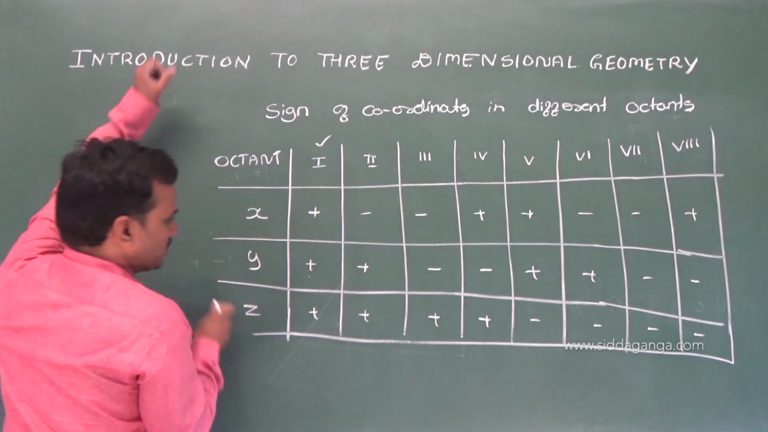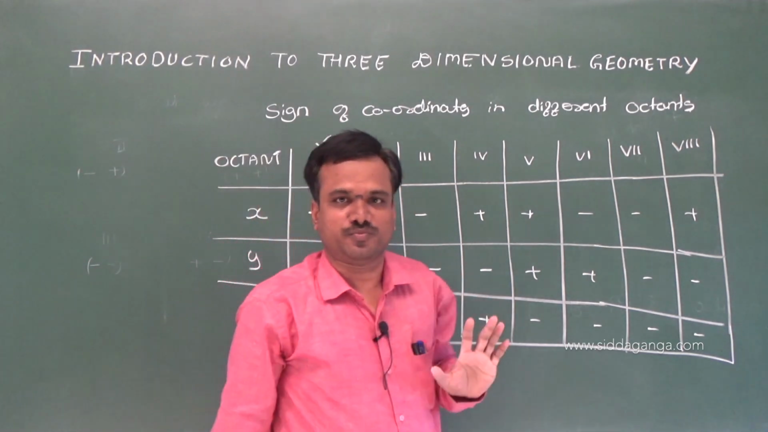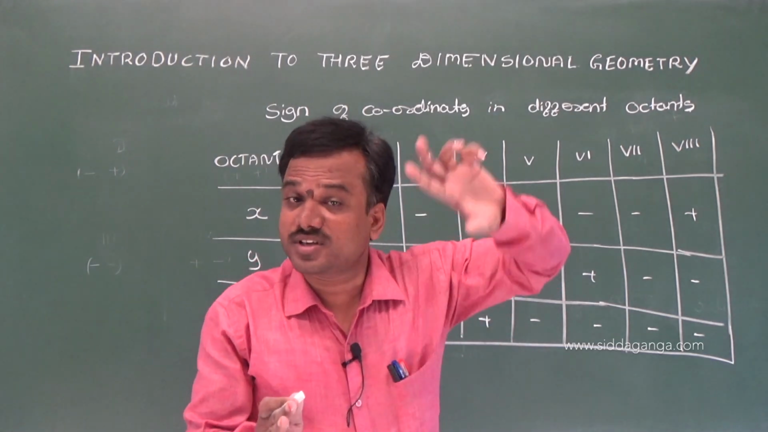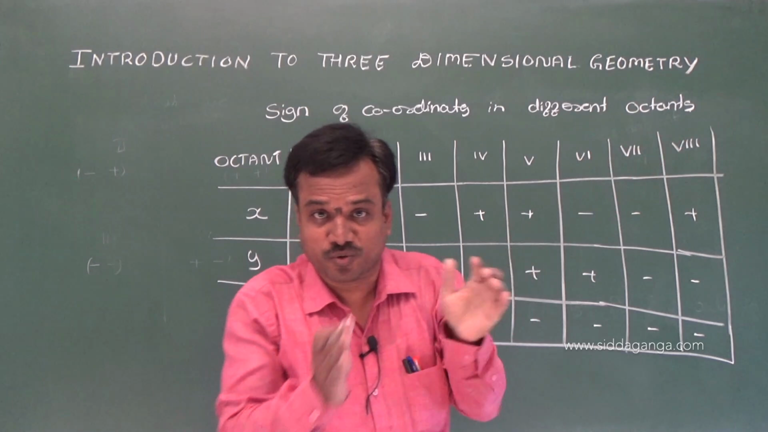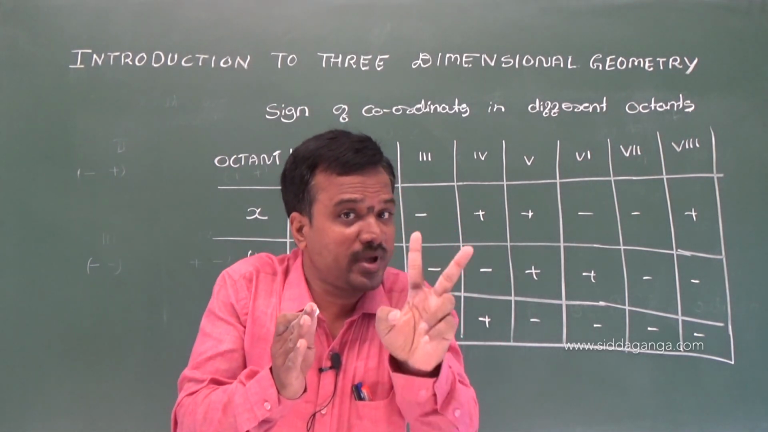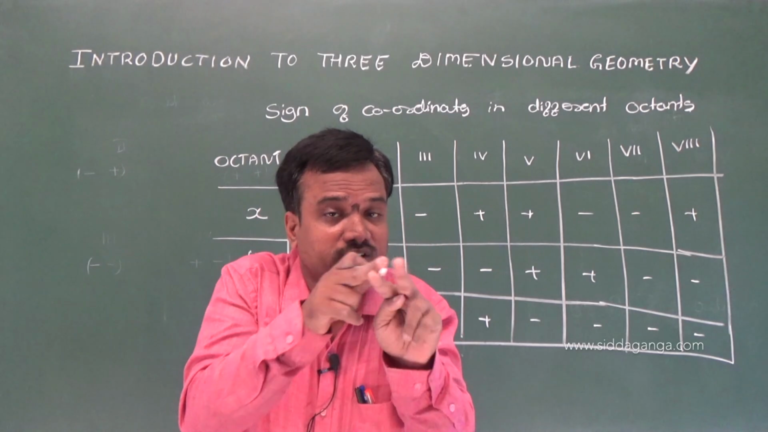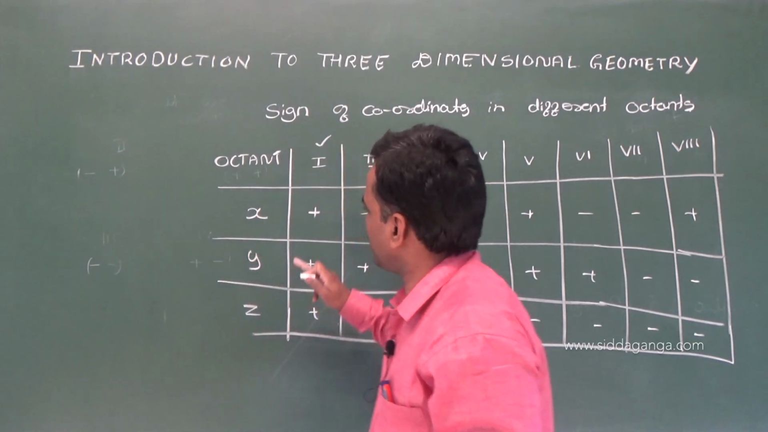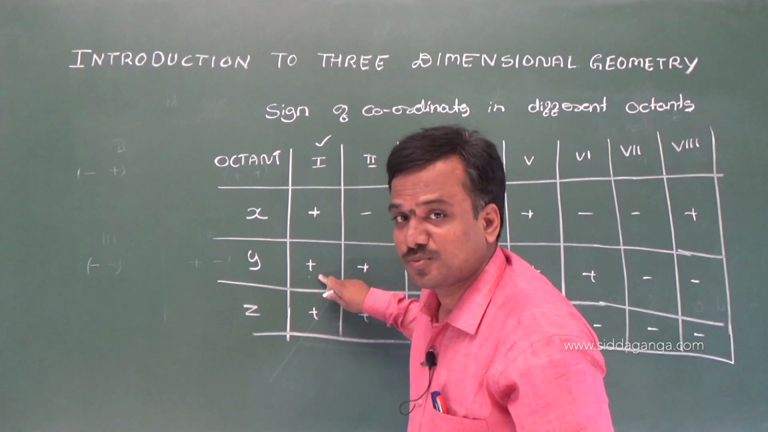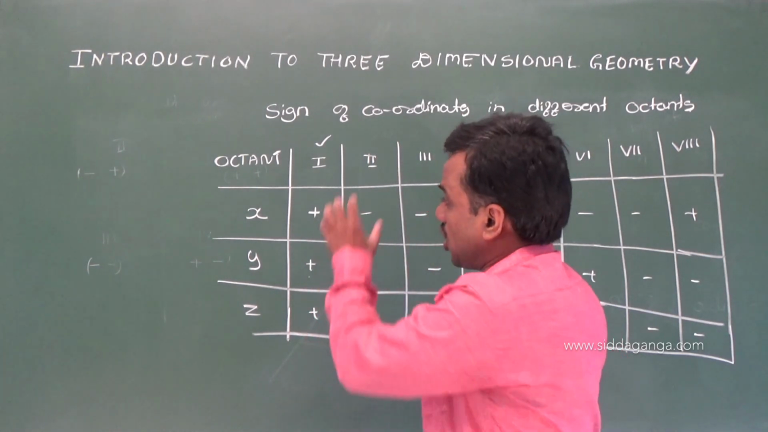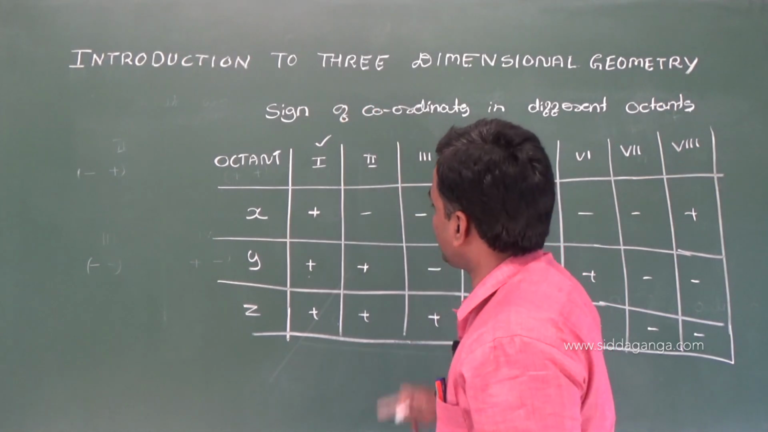First octant. Observe here: x coordinate is positive, y coordinate is positive, z coordinate is positive. Like the first quadrant in 2D, where x and y are positive, 2D means two coordinates, an ordered pair. 3D means three coordinates, x, y and z, that's why we call it an ordered triplet. All are positive in the first octant. This is very important.